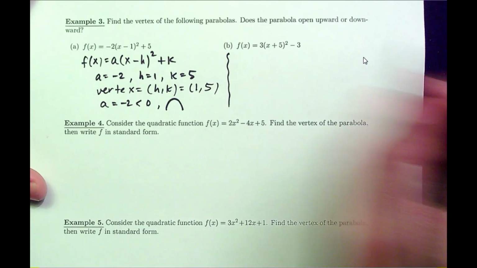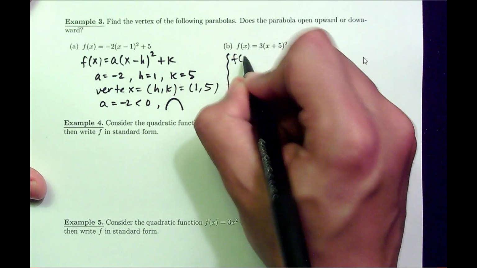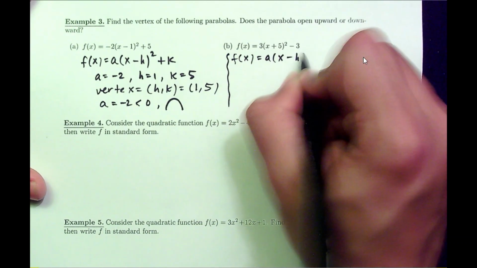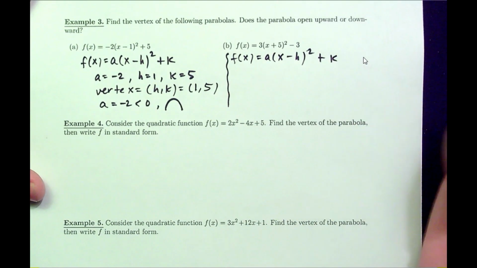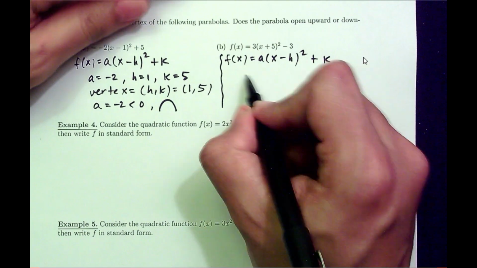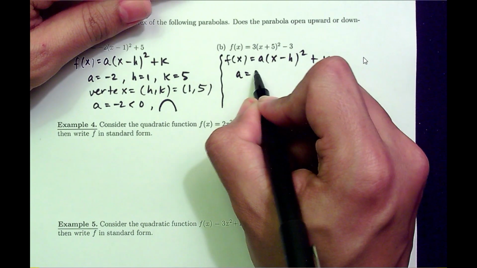All right, now doing the same thing for the next one. Again, this is just a direct comparison because it is already in standard form. Directly comparing things, you get that the a must be 3.